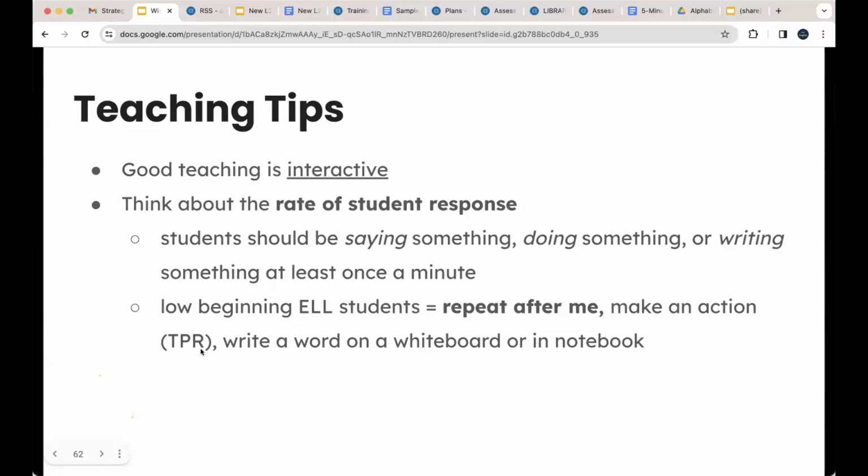TPR is a language teaching technique. It stands for total physical response. This is just where you pair an action with a word. Okay, and I'll show you an example of that. And then you can also have students write a word on a mini whiteboard or in a notebook.